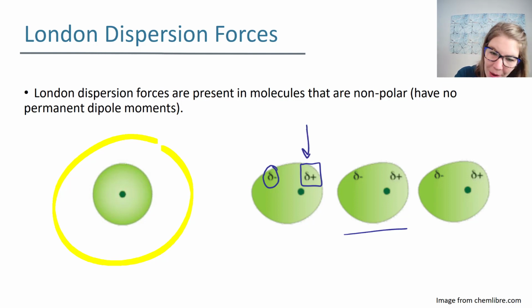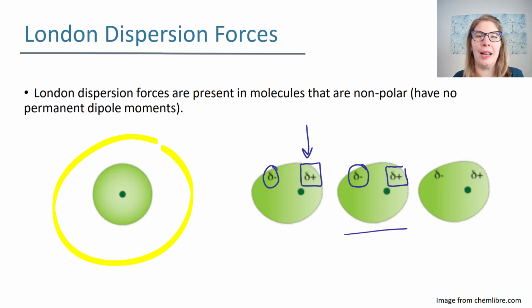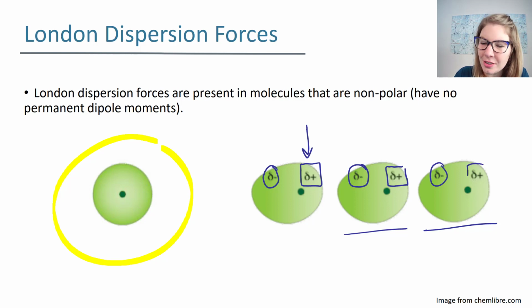So once you have a partial positive here, then a partial negative forms on the neighboring molecule, which then inside that molecule, you have a partial positive on the opposite side because now you have a lack of electrons, which induces on the next molecule a partial negative and then also a partial positive, and this just keeps happening.